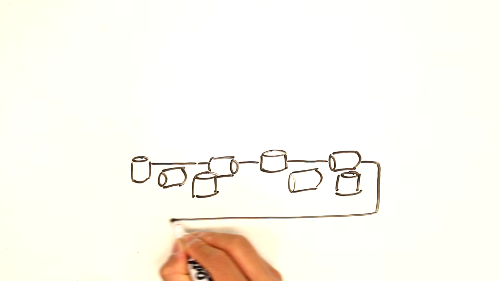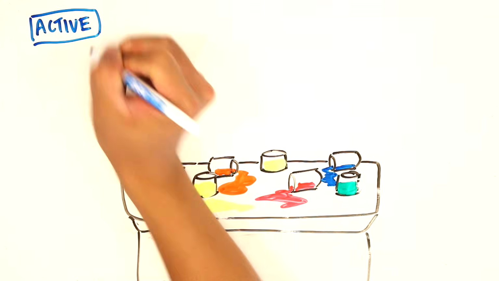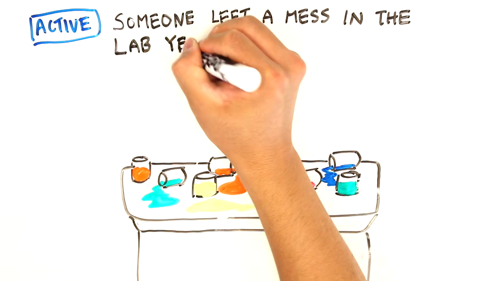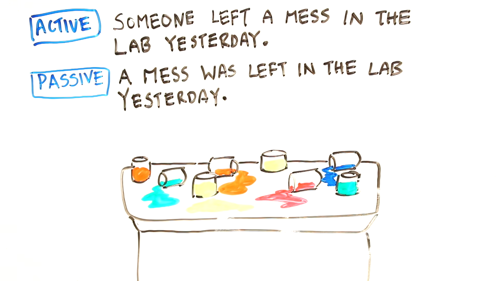Okay, for a final example, let's consider this messy scene. Here, it would probably be preferable to use the passive voice version and say, "A mess was left in the lab yesterday," because the mess is really the purpose of the sentence, and therefore it's more important than listing the someone whose identity is unknown.